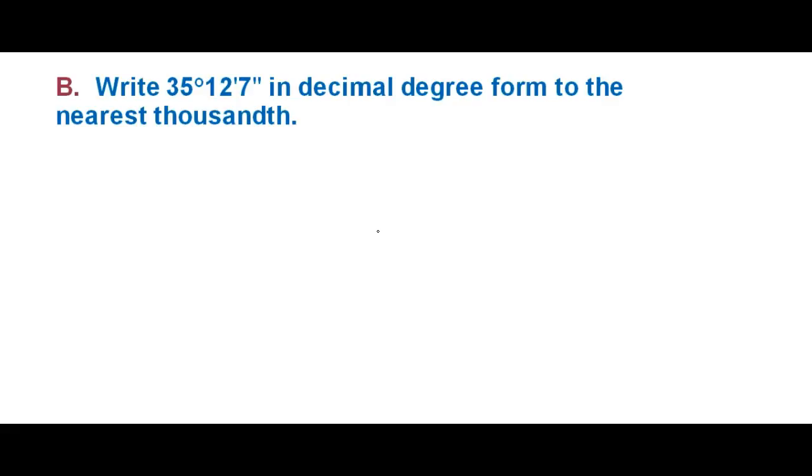Now we have the second example where we're given a DMS form and we have to write it in decimal degree form. So now we have 35 degrees point something. We know that 12 minutes is going to be, using our conversion factor, we have 60 minutes in 1 degree. So instead of multiplying, now we're just going to do the reverse and divide. So 12 divided by 60 is going to be 1/5 or 0.2.